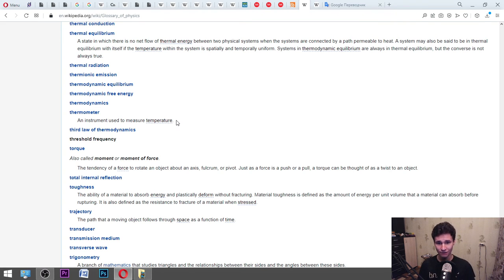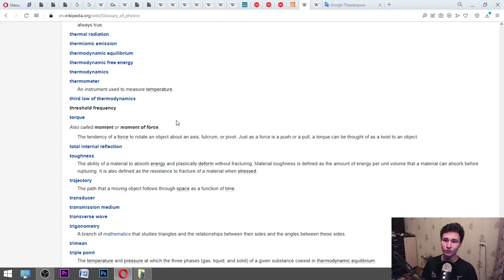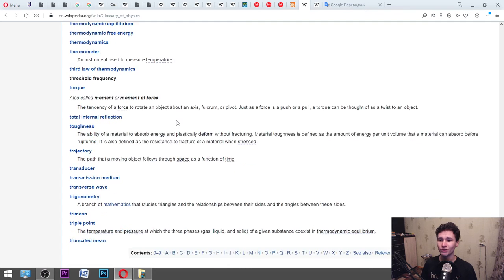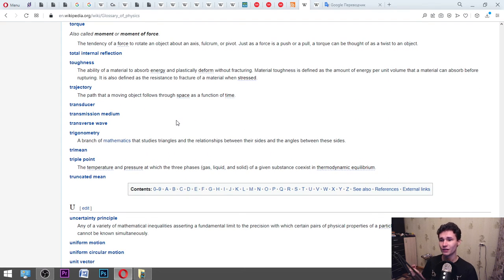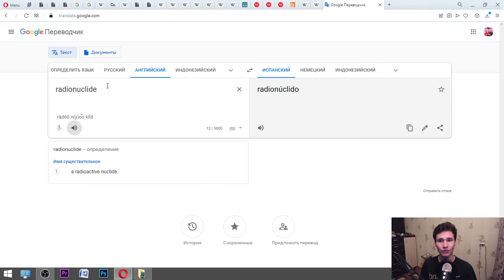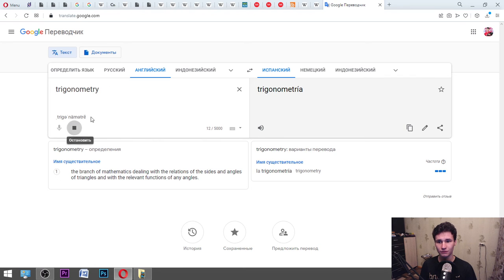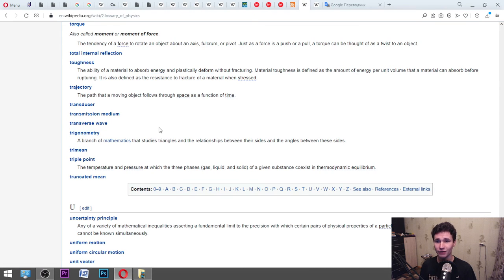The tendency of a force to rotate an object about an axis, fulcrum or pivot. Just as a force is a push or a pull, a torque can be thought of as a twist onto an object. Total internal reflection, toughness, trajectory, transducer, transmission medium, transverse wave, trigonometry, a branch of mathematics that studies triangles and the relationships between their sides and the angles between these sides.